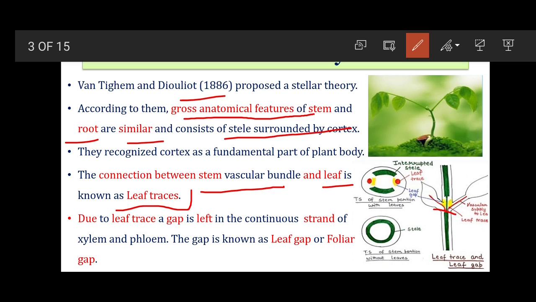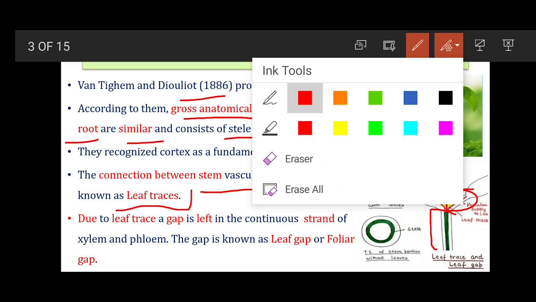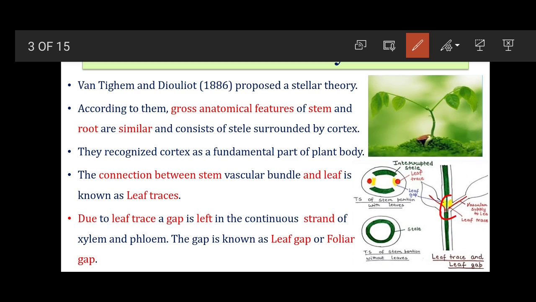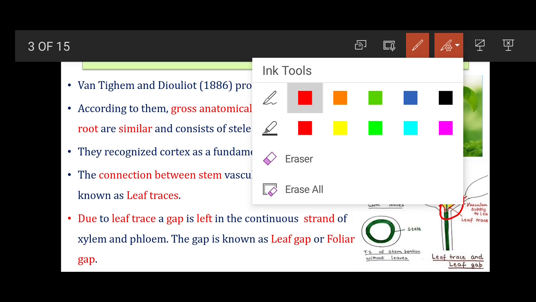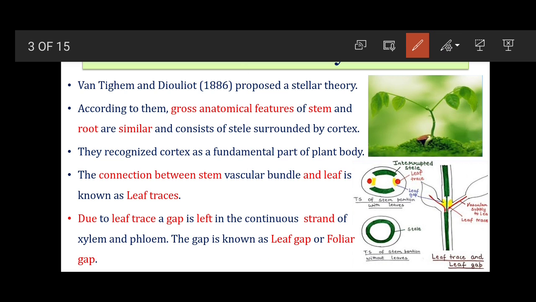Here you can see the stem vascular bundle and the leaf vascular bundle. So that connection between them is known as leaf trace, and due to leaf trace, a gap is left in the vascular bundle, and this gap is known as leaf gap, or you can say a foliar gap.